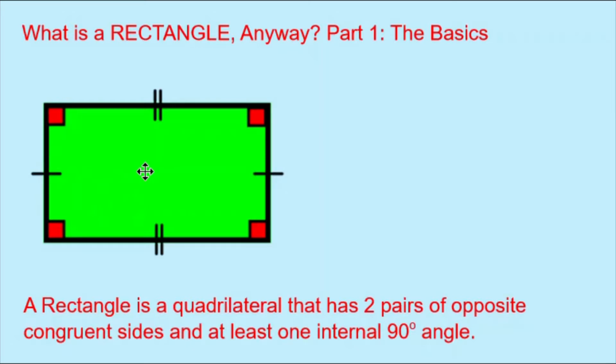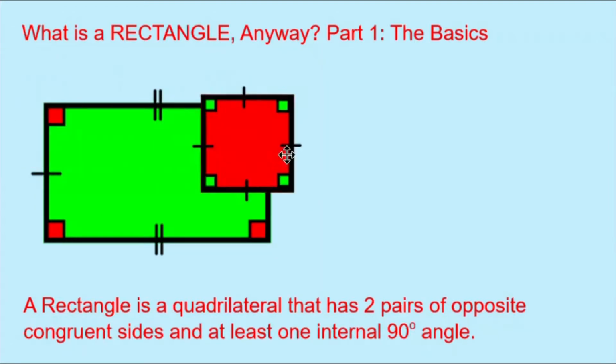Now, the definition does not say that the rectangle has to have four internal 90-degree angles, but it does. The reason the definition does not say it is that once you have one internal 90-degree angle, if it's a quadrilateral that has two pairs of opposite congruent sides, that forces the other three internal angles to also be 90 degrees. So it's only necessary to specify one internal 90-degree angle in the definition.